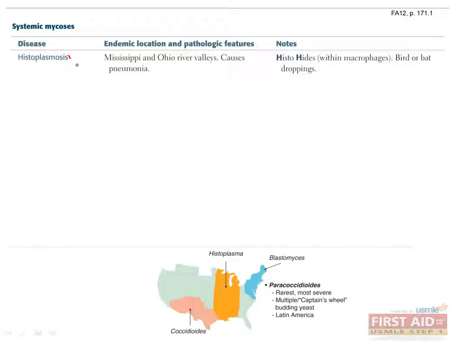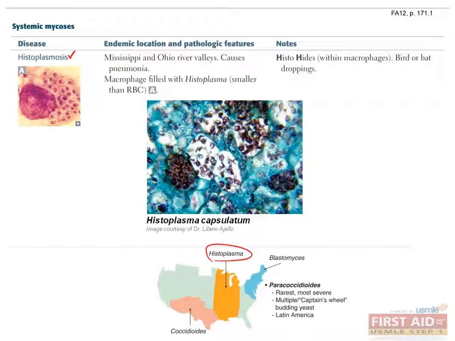Now let's start with Histoplasma. This fungus is endemic to the states bordering the Ohio River Valley and Mississippi River. Histoplasma is found in bird and bat droppings, so you might suspect histoplasmosis in cave explorers who are frequently exposed to bat droppings. Macrophages will phagocytose histoplasmosis spores, so you can diagnose this fungal infection on biopsy if you see budding yeast found within macrophages, as shown in this picture.